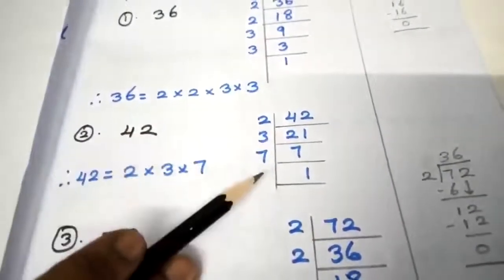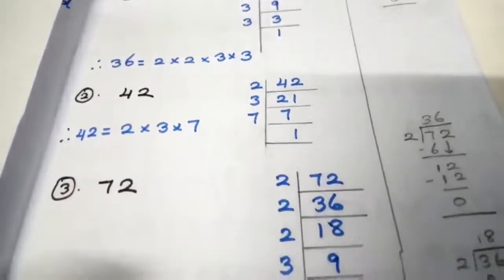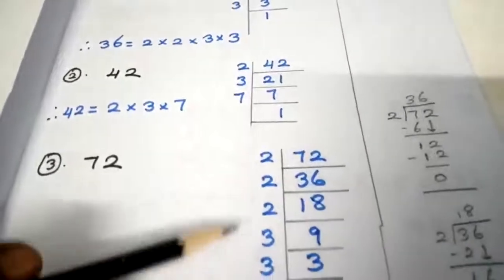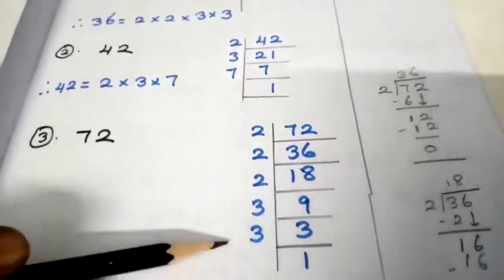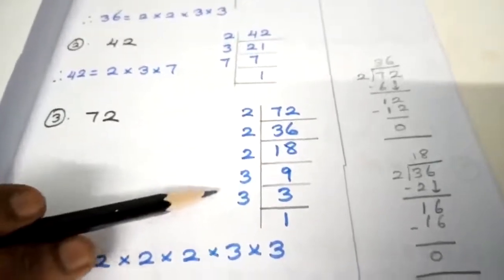In the same way you are going to try 42, and similarly 72. But all the side values should be only prime numbers, students. Do not take any composite number, it is not allowed here, only prime numbers.